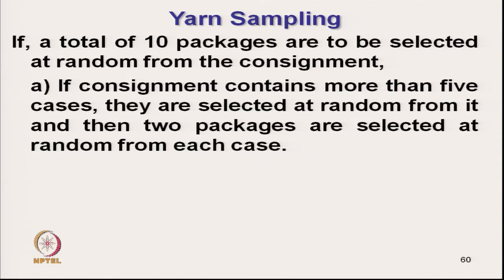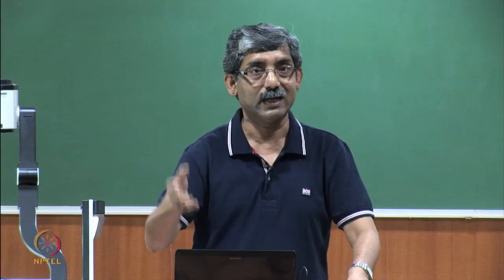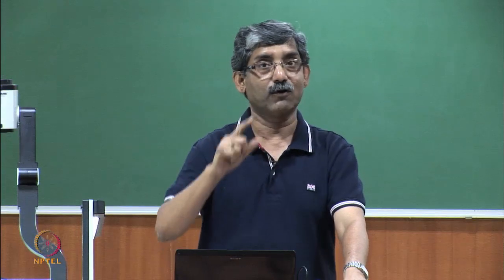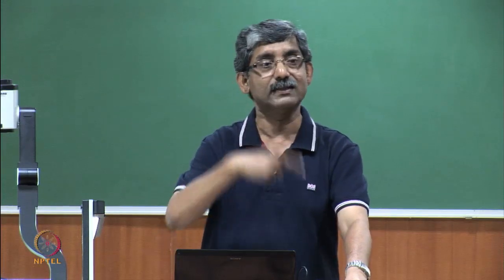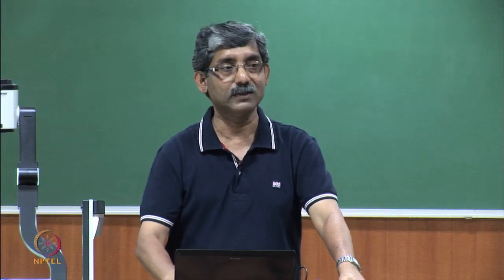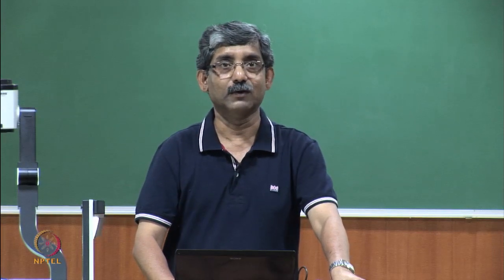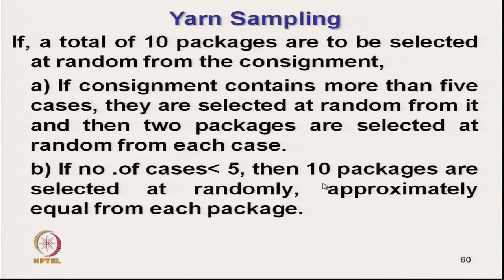So, suppose there are 1000 cases. Then we will select 5 cases from that randomly, and from those cases we will again select 2 bobbins, 2 cones per case randomly. In case there are less than 5 cases, what do we do? We take 10 packages randomly, approximately equal from each package.